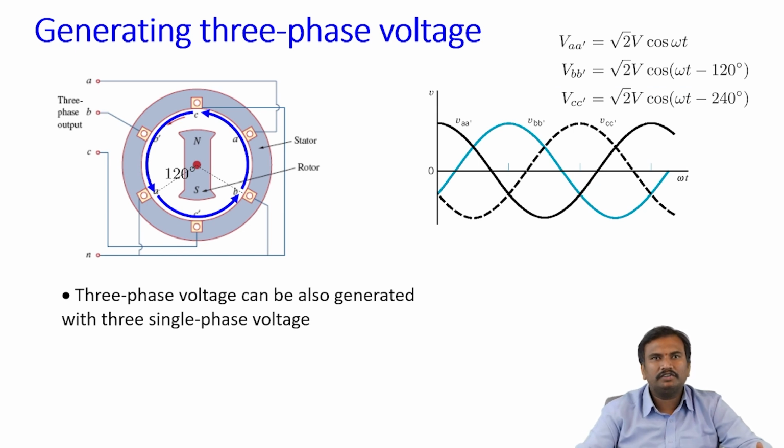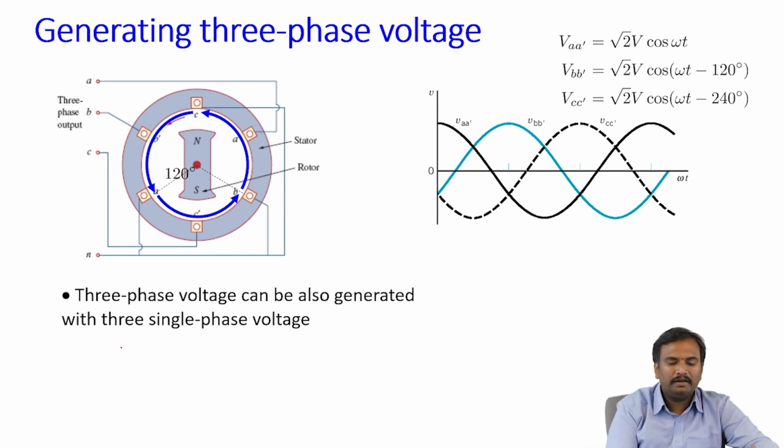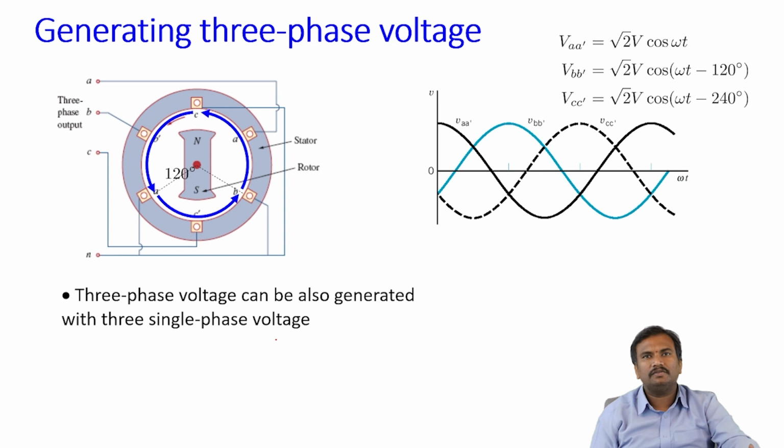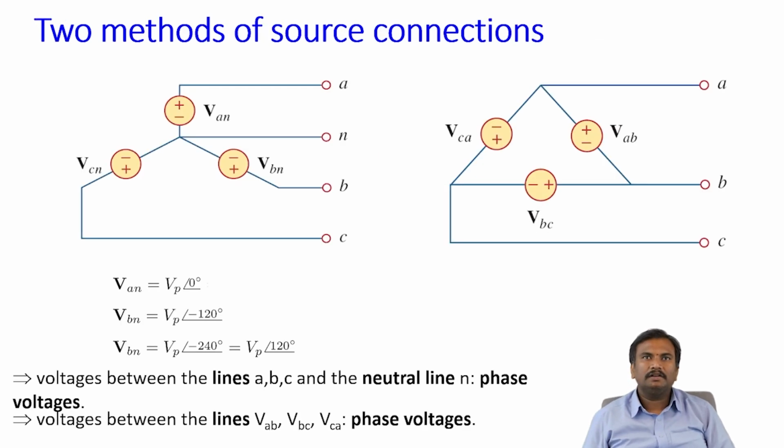Here, three-phase voltage can also be generated with three single-phase voltages. And these are the two methods of source connections. One is star connection, one is delta connection.